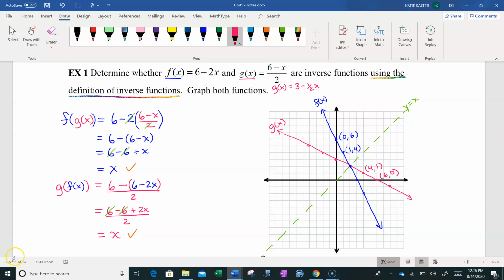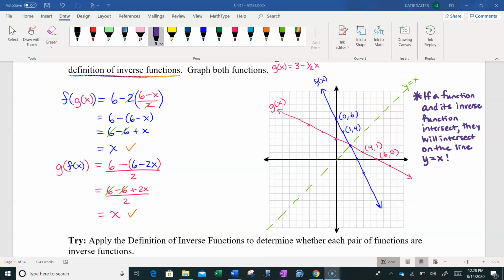The whole idea of an inverse is for every point x, y you have on one function, the inverse function should have the point y, x. So look at some of the points on f of x. We have 0, 6 and 1, 4. Look at your g of x line. We have 4, 1 and 6, 0. That is another way that you can check or help graph two inverses. You can take all the points on one of your functions, switch them, and then graph the switched points, and it'll graph your inverse function.